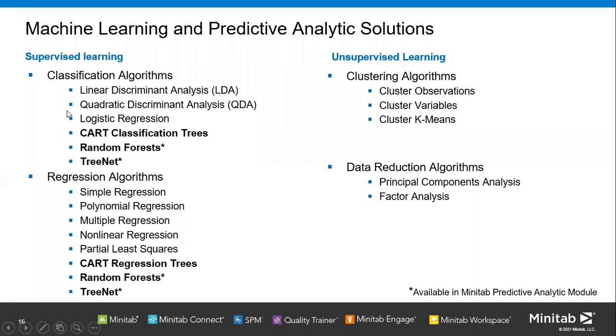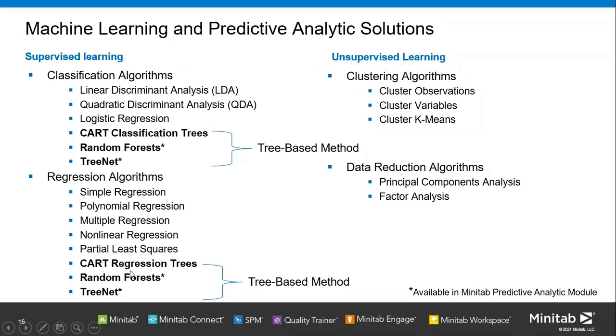For supervised learning, we have linear discriminant analysis, quadratic, and logistic regression. Starting with version 19, we also have the CART classification tree. If your Y is numeric data, you can go for simple regression, polynomial regression, multiple regression, non-linear regression, or PLS.